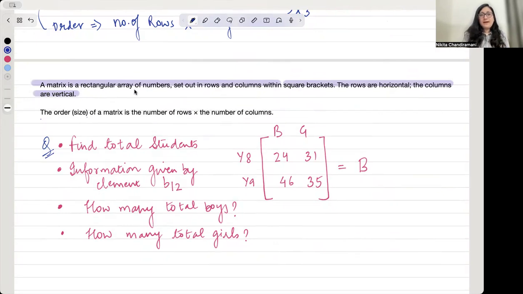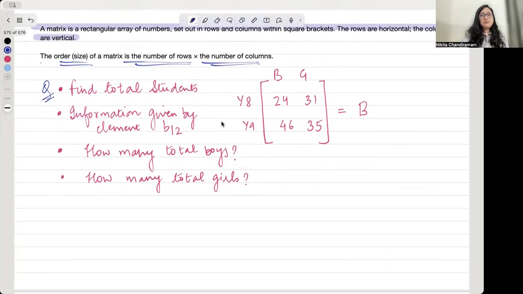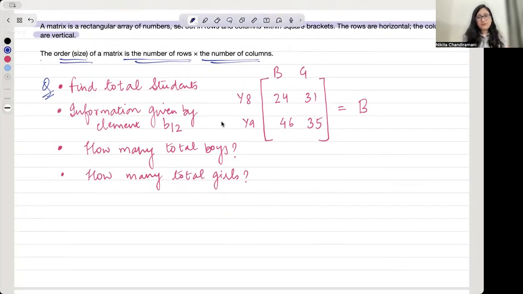A matrix is a rectangular array of numbers set out in rows and columns with square brackets. The rows are horizontal and columns are vertical. And the order, which is the size of the matrix, is the number of rows cross the number of columns. And this is how you say 2 cross 3, 4 cross 5. Always remember that the rows have to be written first.